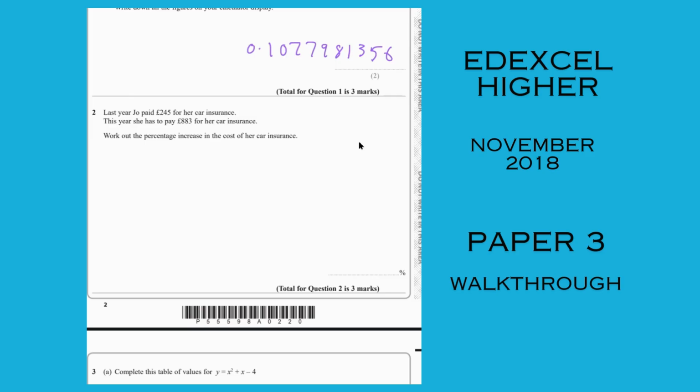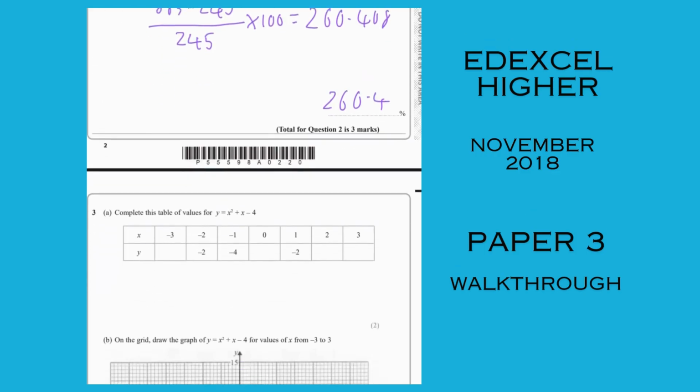It's the old formula. Work out the percentage increase, find the actual increase by doing a takeaway, divide it by the original amount, last year's cost. That writes it as a fraction, so you need to times it by 100 to give it as a percentage. I get 260.408. Call it 260 if you want. I'll go 260.4. It doesn't actually tell us, one of those rare occasions where it doesn't say.